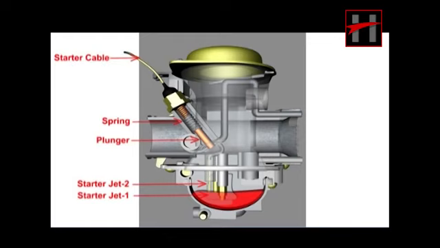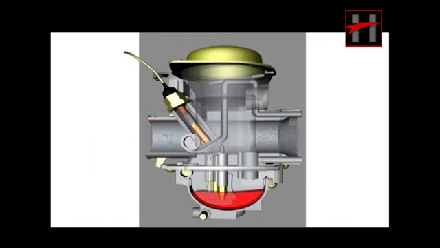When the starter is opened, the starter plunger lifts up from its seat and the air enters the starting circuit through the starter air passage. This creates suction to draw the fuel from the float chamber through the starter jets. Finally, the mixture is drawn into the engine through the mixture outlet provided in the main venturi near the carburetor outlet.